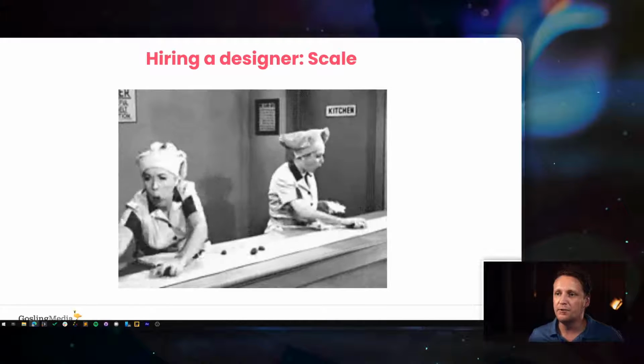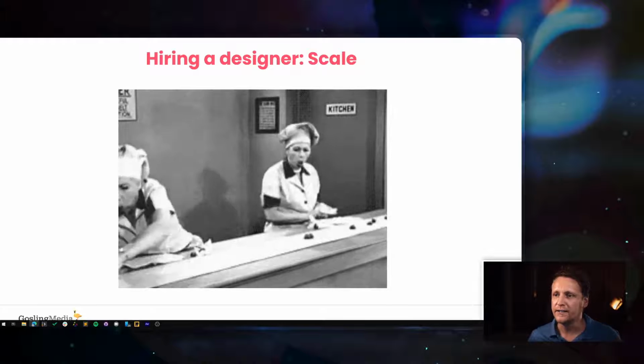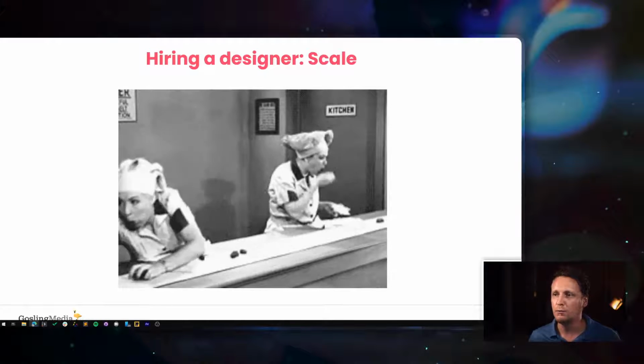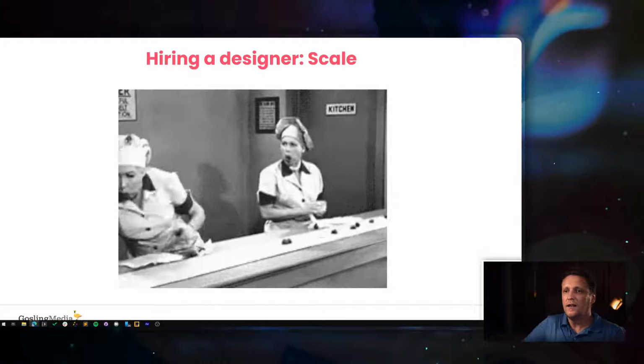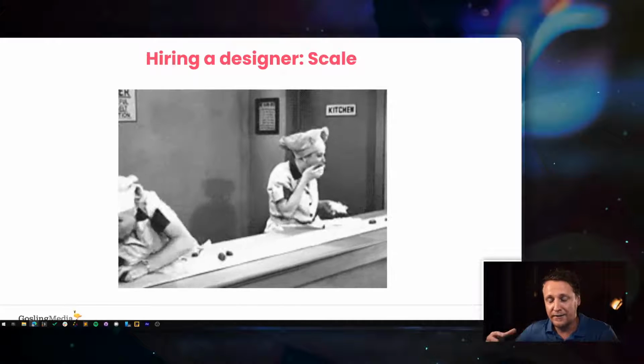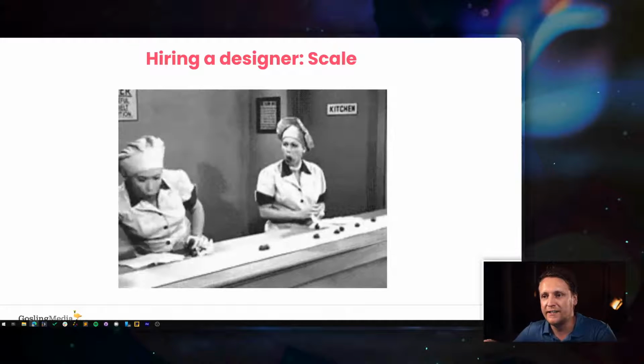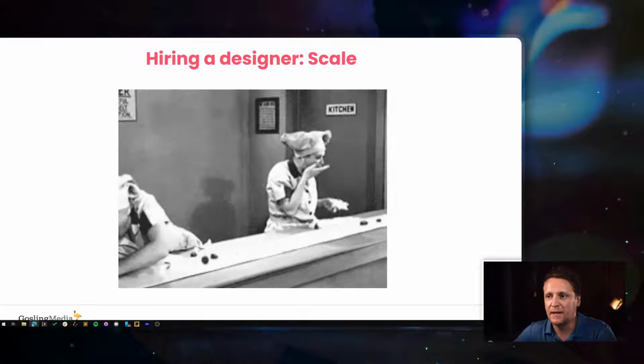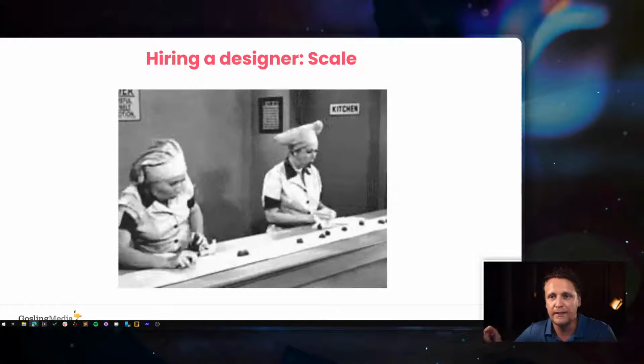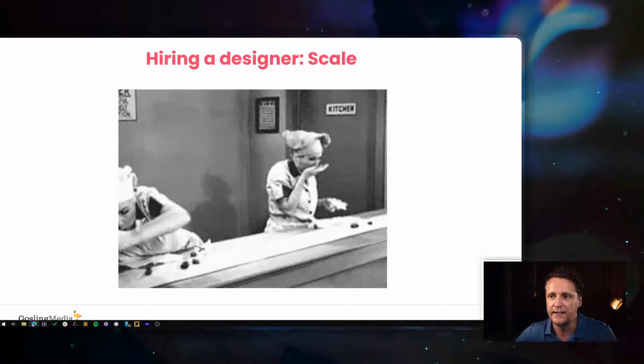A big selling point of hiring internal designers is their ability to help with last-minute projects. But I know firsthand that this can really set a team up for failure, because the fact of the matter is that from the second that you hire this person, they're going to be instantly busy.